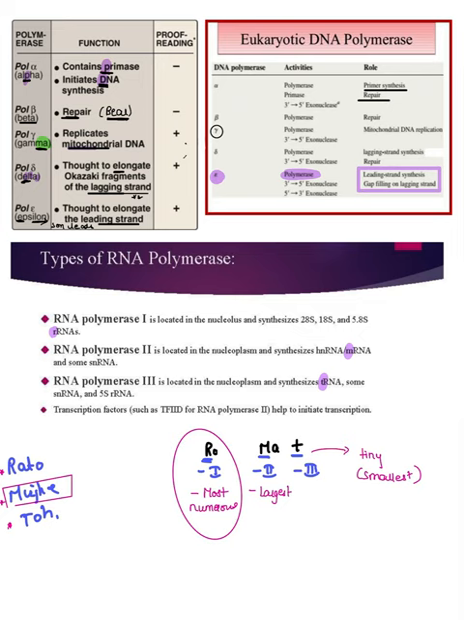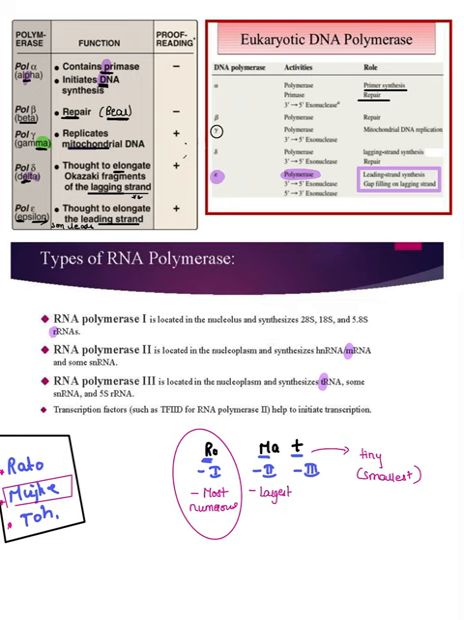Now, coming on to the RNA polymerase, there are 3 types: 1, 2, 3. How can you remember? It's like rato mujhe to. This rato mujhe to, guys, is a common thing you might have listened to before your exam. Mujhe to rat lo. You cannot forget this. This is so important, guys. So that is the mnemonic, rato mujhe to.